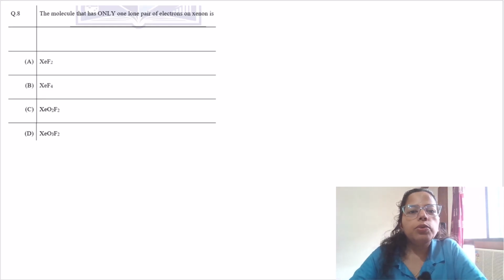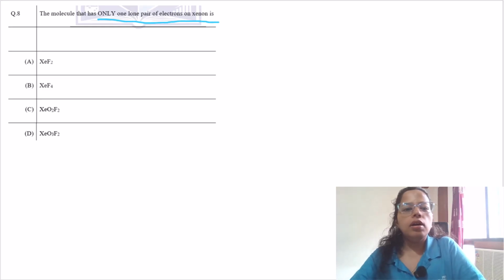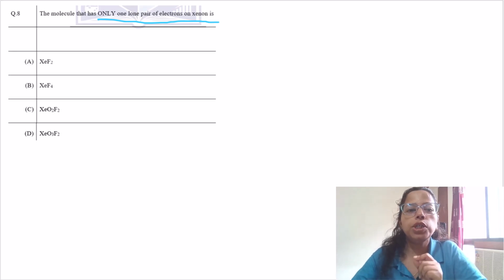So what is today's question? Today's question says: the molecule that has only one lone pair of electrons on xenon. We have been given four options and we have to find out which of these molecules has only one lone pair on the xenon atom. And obviously xenon is the central atom in all of these four options. So let's check these one by one.